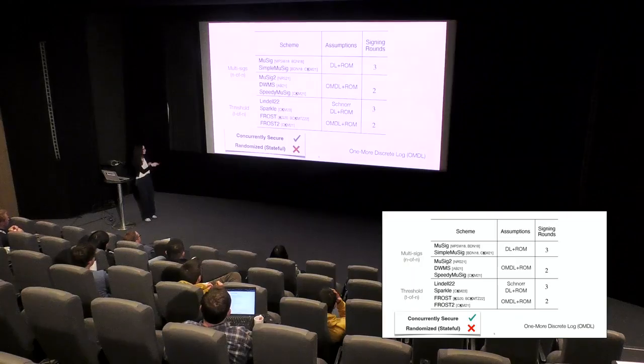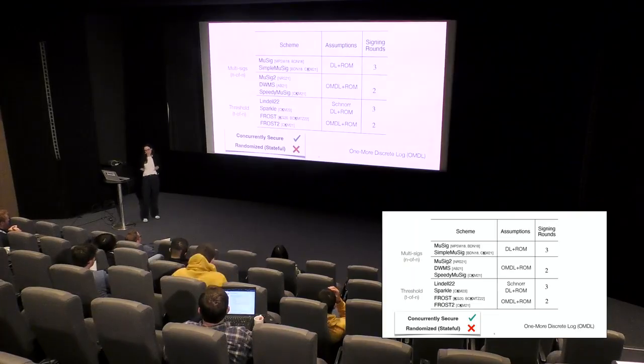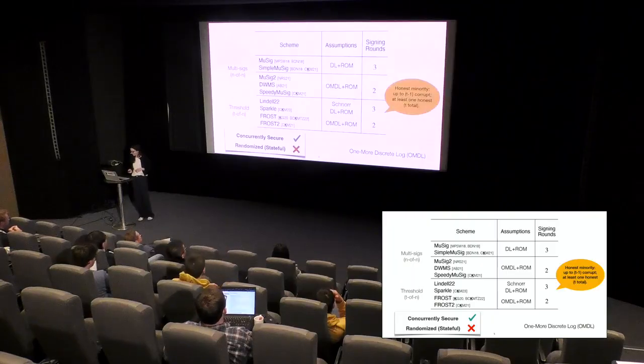For these efficient schemes, they are all concurrently secure, which is better than schemes prior to 2020. But the problem is that they're randomized. What this means practically is that when signers perform signing in these multi-round settings, all of the secret information for the nonces that they generate in the first round needs to be kept locally and then retrieved in the second round. That can be problematic for implementations. And here I'm showing just honest minority schemes.